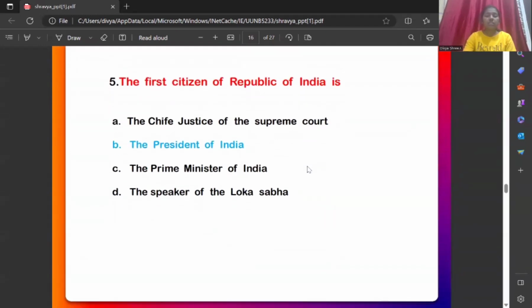And the fifth question is, the first citizen of the Republic of India is, the options are: option A is the Chief Justice of the Supreme Court, option B is the President of India, option C is the Prime Minister of India, and option D is the Speaker of Lok Sabha. And the correct answer is option B, that is the President of India.